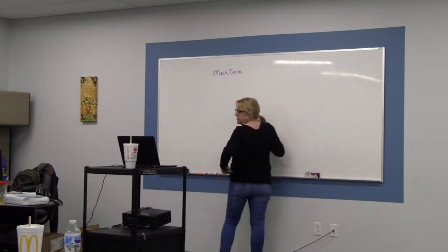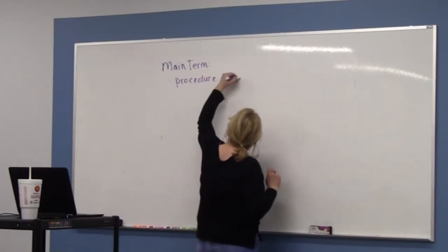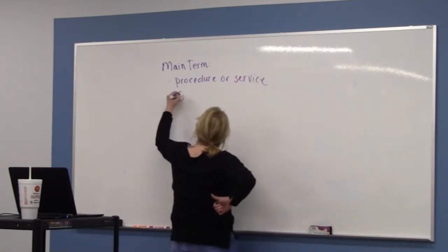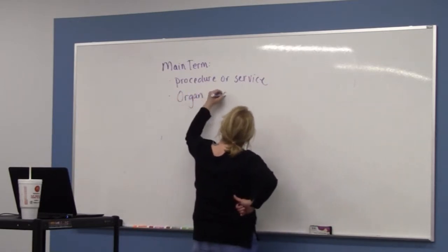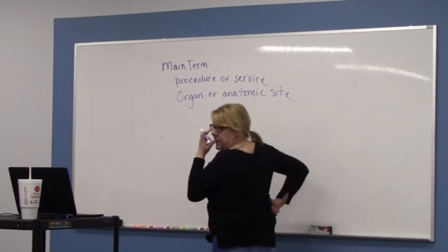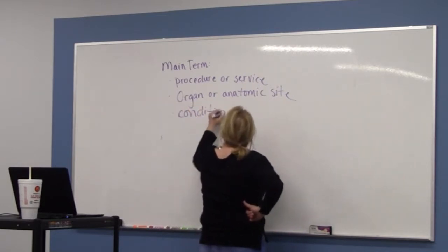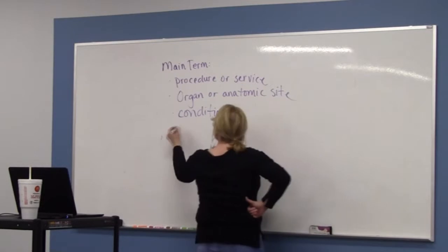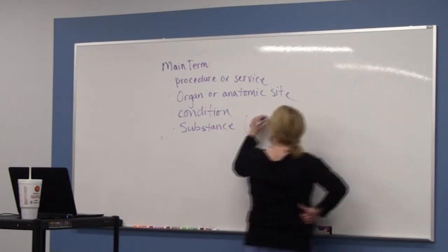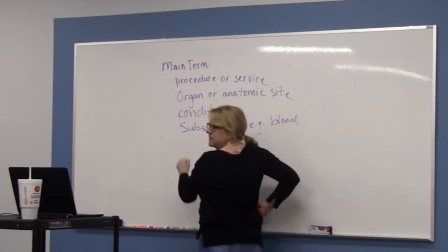Okay, you can go to the procedure or service. You can go to the organ or the anatomic site. You can go to the condition, meaning like a cyst or something. We kind of know what that means. You can go to the substance. So in that case, for example, like blood or urine or something like that. Fecal matter, yes, that's right.